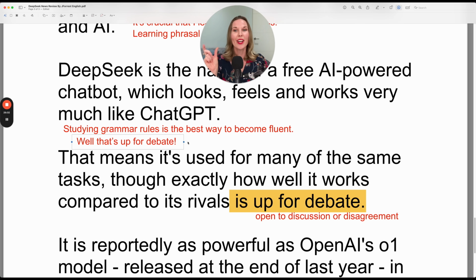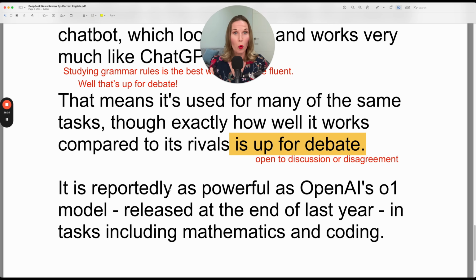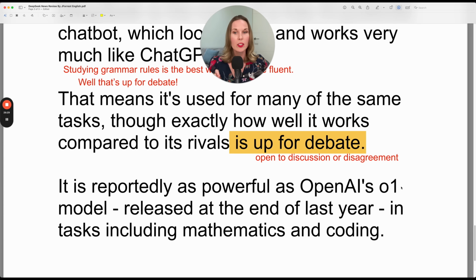So this is a great expression to have in your vocabulary if you want to introduce that perhaps a statement is not true. And in this context, the thing that is up for debate, open to discussion or disagreement, is how good DeepSeek is or will be. Let's continue. It is reportedly as powerful as OpenAI's O1 model.